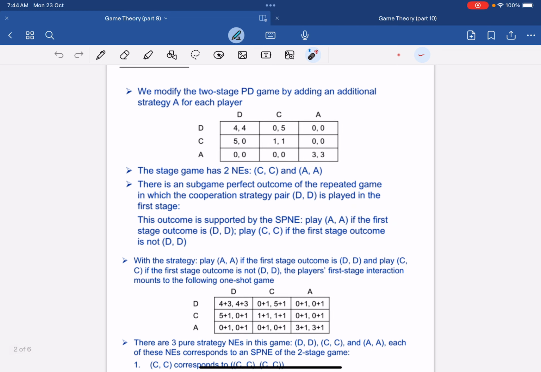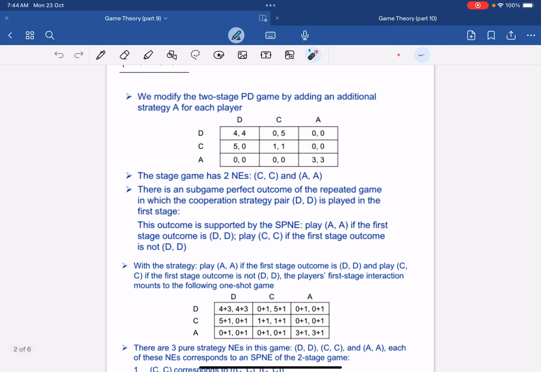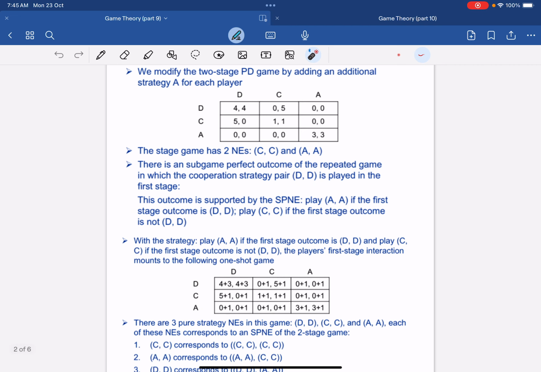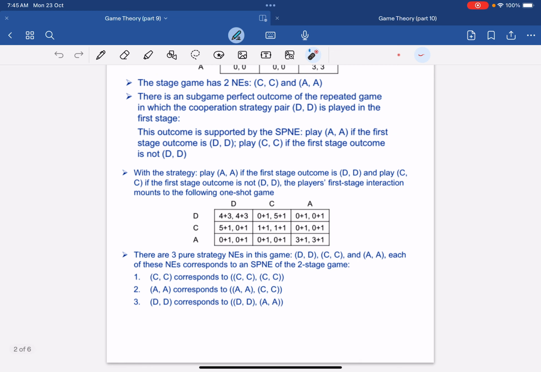And if you repeat the game, there will be a SPNE that actually plays DD in the first stage. So the reason is this: if you play DD, then you get to play an AA in the second stage. And if you don't play DD, then you play CC in the second stage. So why is this so?